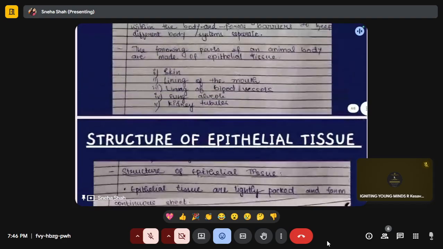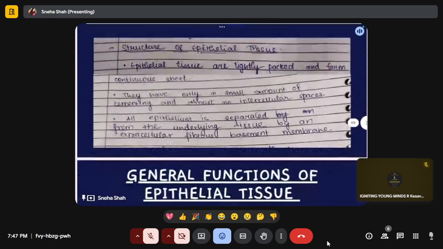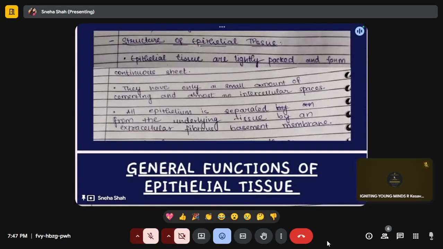See, every part here, skin has to be continuous to give protection. The lining of the mouth has to be continuous to provide saliva for easy digestion of the food. The lining of blood vessels obviously has to be continuous for easy flow of blood. Again, the layer of alveoli has to be a smooth sheet to ensure efficient exchange of gases. And the same goes for kidney tubules. They have only a small amount of cementing and almost no intercellular spaces.